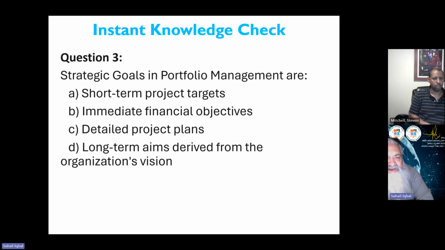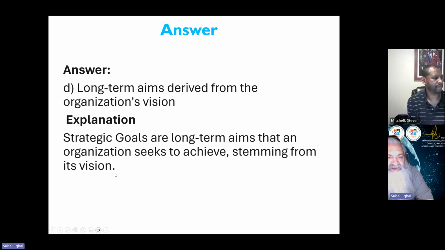Third question, strategic goals in portfolio management are: first, short-term project targets; immediate financial objectives; detailed project plans; or long-term aims derived from the organization's vision. What do you say? Say D, long-term aims. D, you are right. Strategic goals are long-term aims that an organization seeks to achieve, stemming from its vision. So now you see that your mind is getting clearer about things.